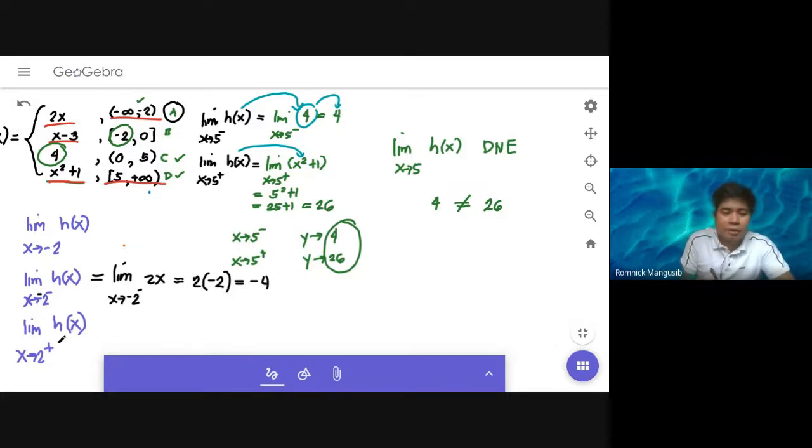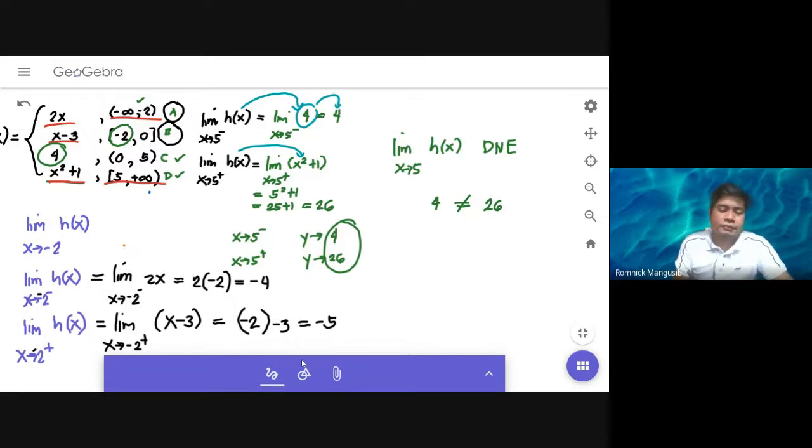Dito naman sa right of -2, this must be right of -2. Okay, right of -2, obvious ang letter B kasi -1.999 ay mas malaki sa -2. At makikita mo siya sa right ni -2. Yung pinakamalapit, no? So, ibig sabihin, ang gagamitin mo dito for h of x is x minus 3 as x approaches -2 from the right. And that will give us, substitute, -2 minus 3 is equal to -5.